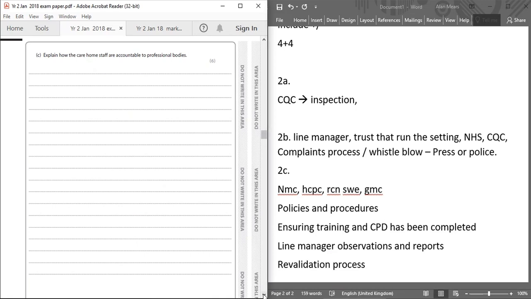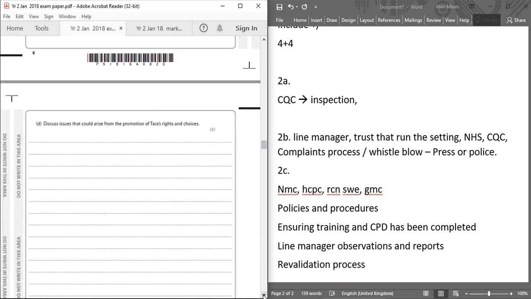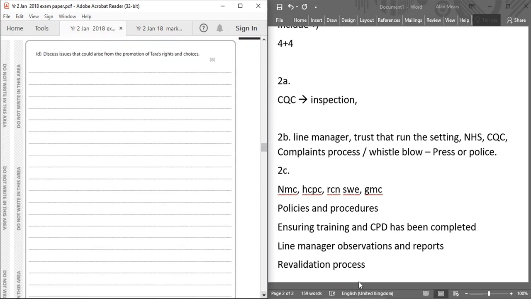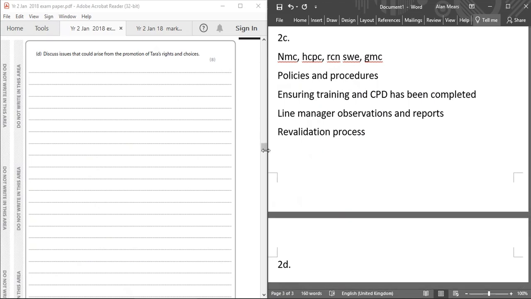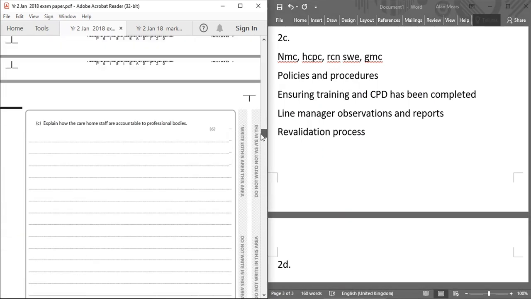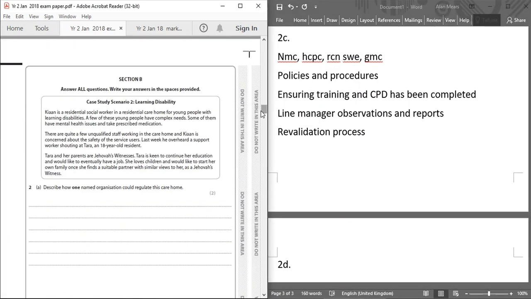Okay. And the next one we have is 2D. Now, 2D is a slightly different question. We are changing our focus away from the social worker to Tara. And if we just go back to the case study, just to remind ourselves what Tara wants.